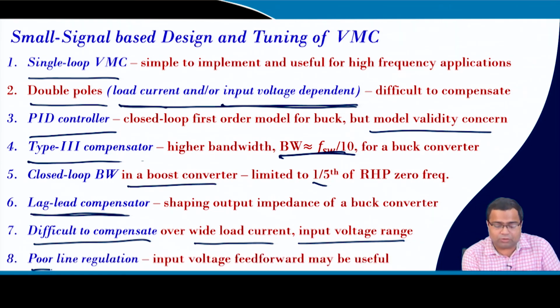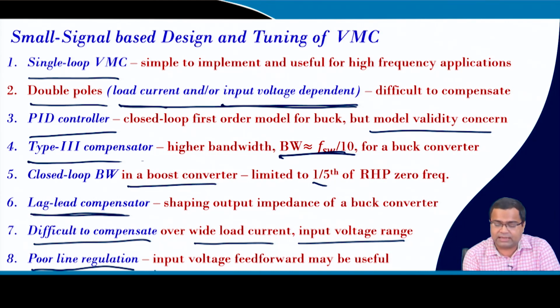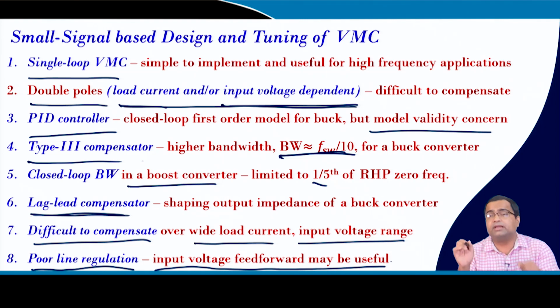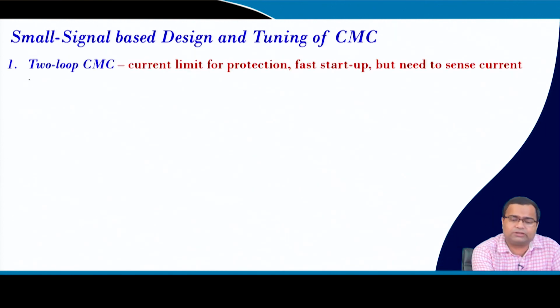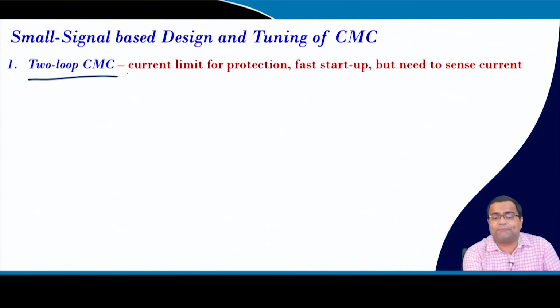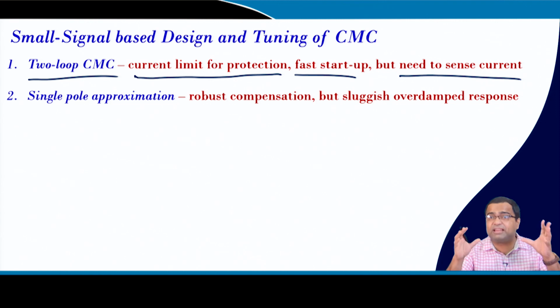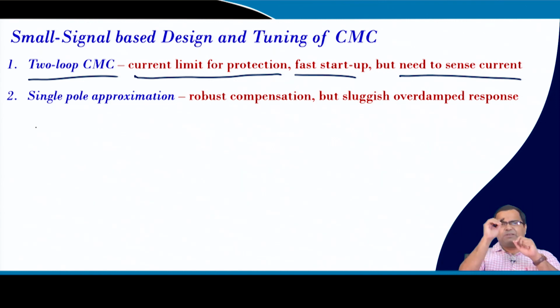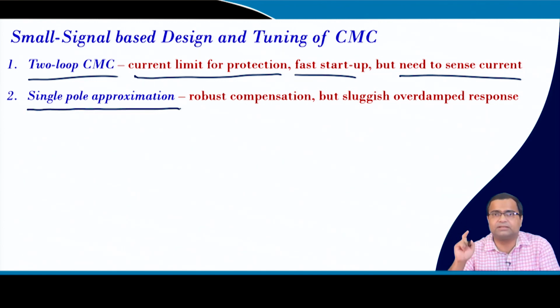And this voltage mode control also suffers from poor line regulation, but it offers excellent load regulation, and this poor line regulation can be addressed by means of input voltage feed forward, that also we have discussed. Then the small signal based design and tuning of current mode control. The current mode control is a 2 loop control, and it offers fast current limit, and the startup can be very fast, but you need to sense inductor current. But the major advantage of the 2 loop control is that the inner loop is much faster, and the inner loop makes the whole system look like a single pole approximate system, that is a first order system.